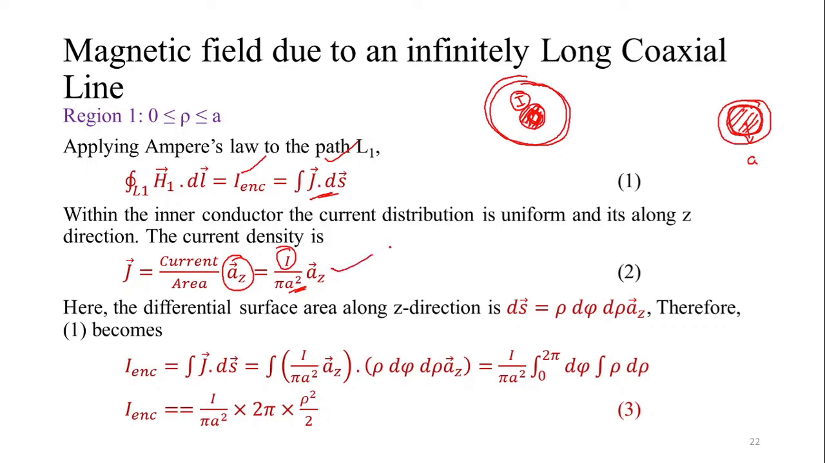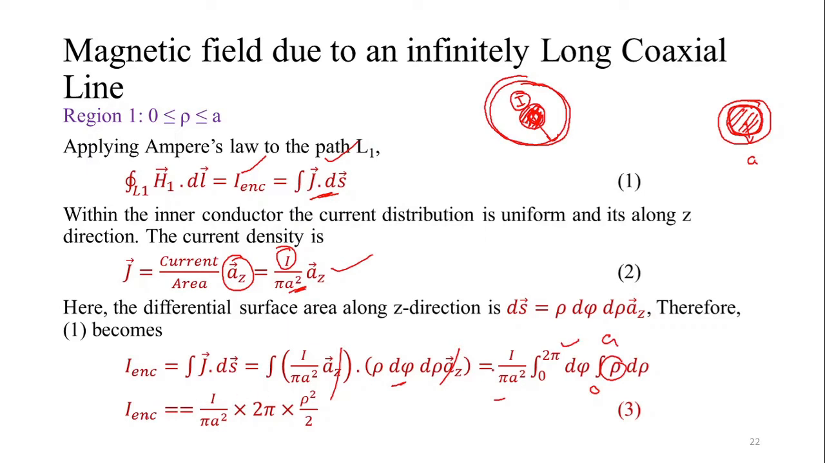So J is I by pi a square a_z, and dS is also along a_z. So dS is rho d phi d rho a_z. I enclosed is the integral of J dot dS, where J is I by pi a square a_z and dS is rho d phi d rho a_z. Taking the dot product, you will have I rho d phi d rho divided by pi a square. So I by pi a square, the integral from 0 to 2 pi of d phi, times the integral of rho d rho. Here rho is the variable, from 0 to a. Now let's take only the limits for phi.